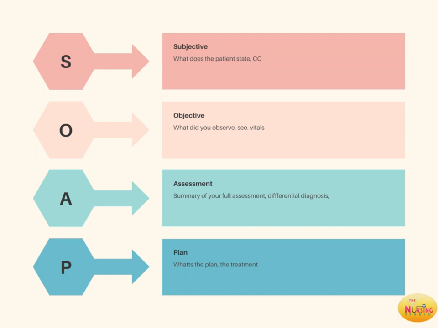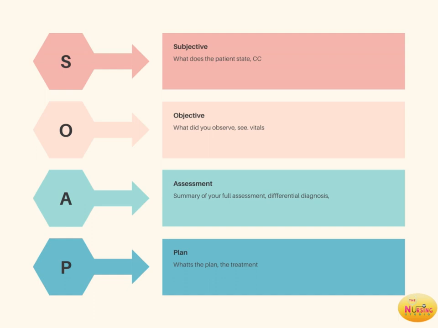So SOAP is an acronym to help you to break down your documentation when we're charting on our patients, right? So the S in SOAP stands for subjective, the O stands for objective, the A is for assessment, and the P is for plan. So S being subjective is what are you hearing the patient state? What are they stating? What is the chief complaint, right? So if they're coming in, are they saying something is hurting? Are they saying that they're having dizziness? What are they coming to you and stating that is wrong?